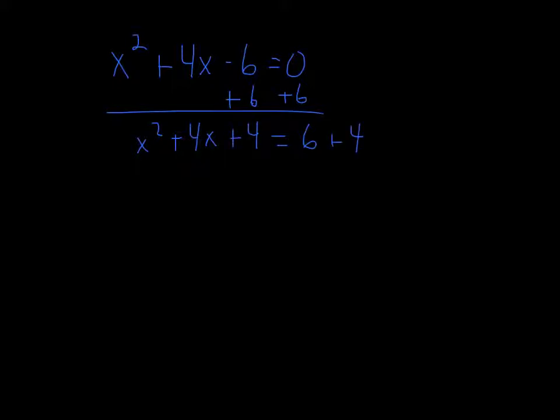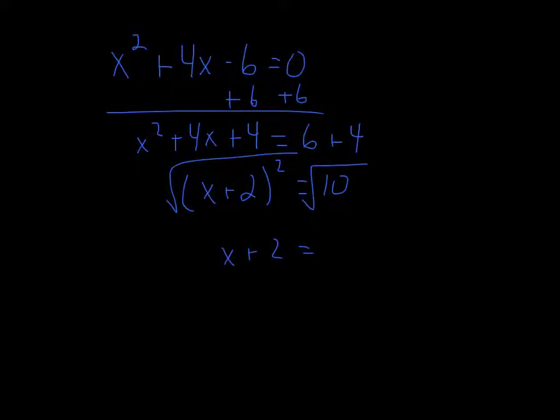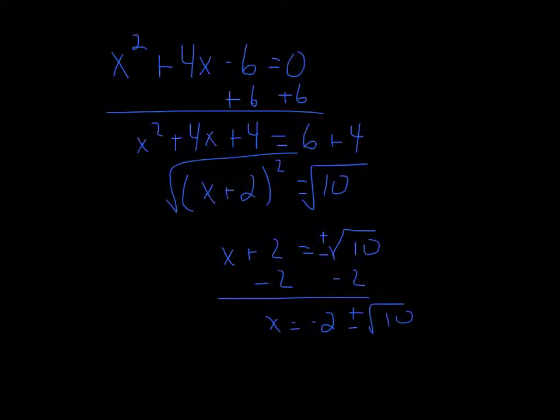Okay, here you get (x + 2)² = 10. Take the square root. x + 2 = ± √10. Subtract 2 from both sides. x = −2 ± √10. There you go. We're done with that one.